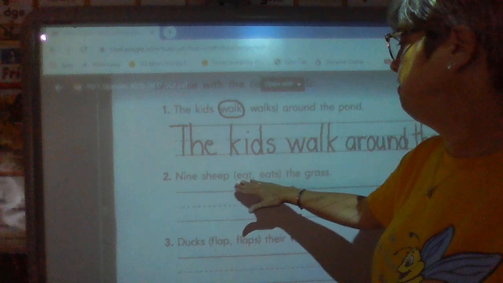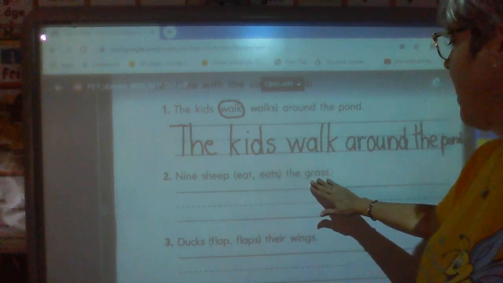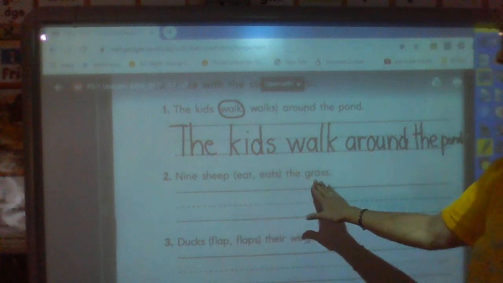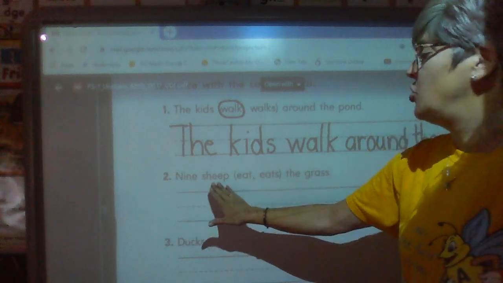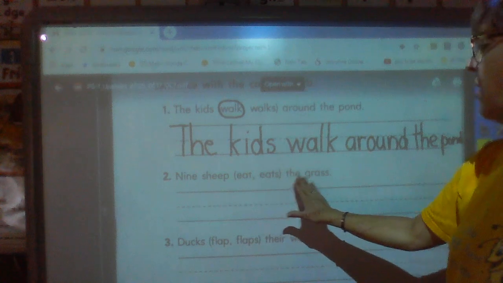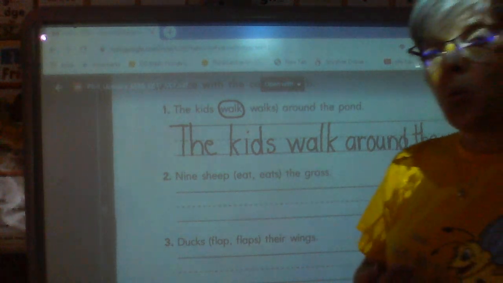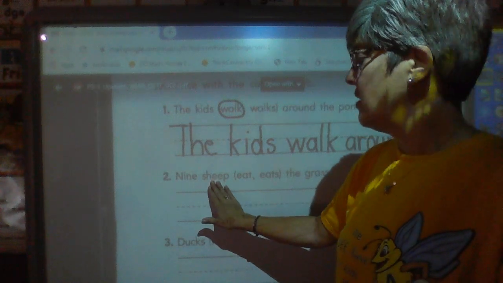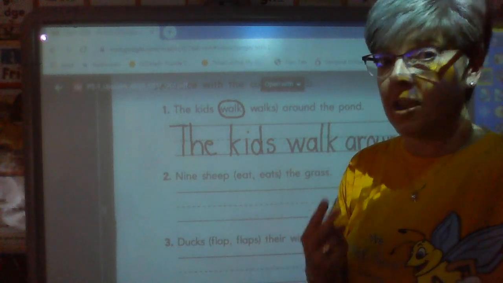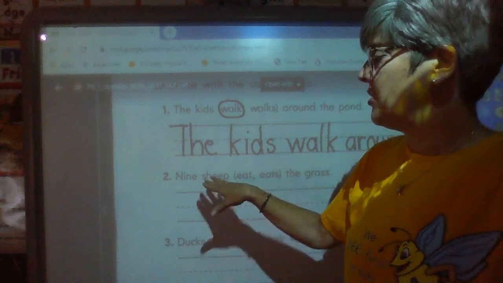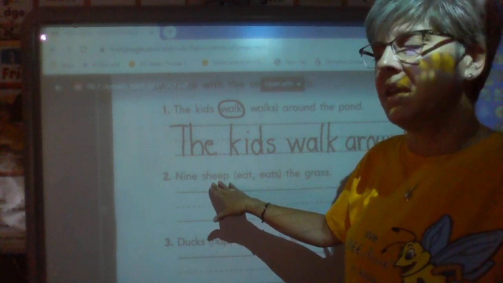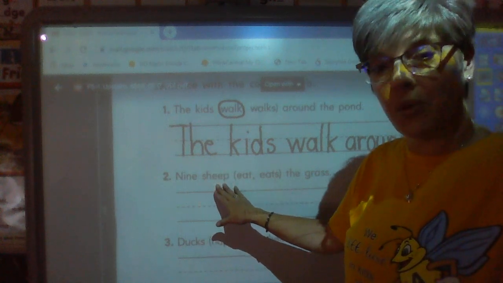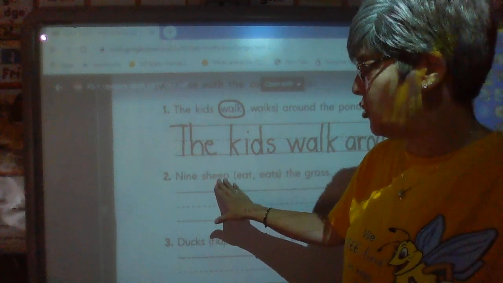9 sheep, the grass. 9 sheep eat the grass. 9 sheep eats the grass. Now, we have to think about the word sheep. This is kind of a special word because sheep can name one or it can name more than one. So this is sort of a special noun, a bit of a trickster. I like to use the word trickster with my second graders. Sometimes we find things in a lesson that might be a bit of a trickster.